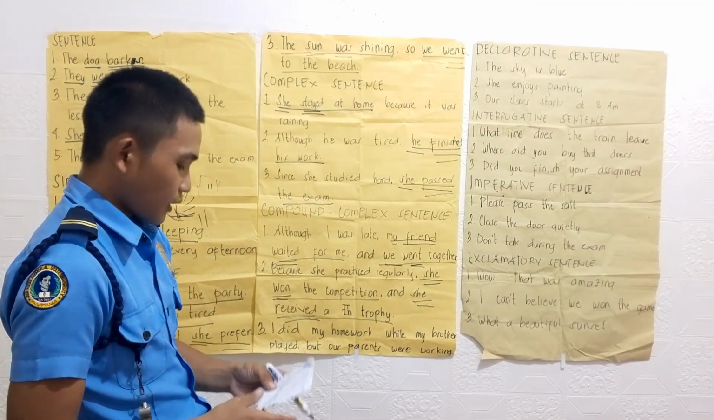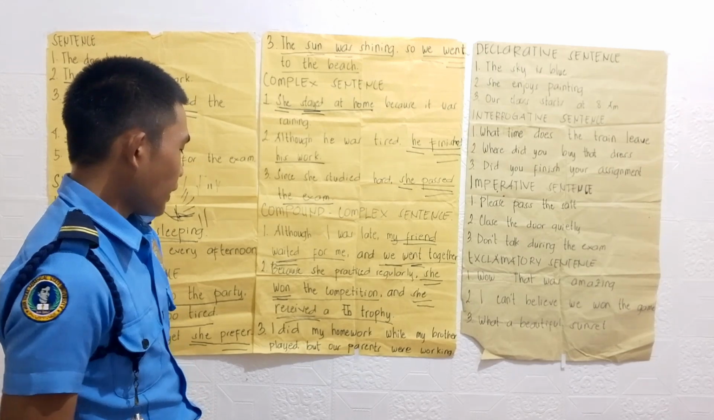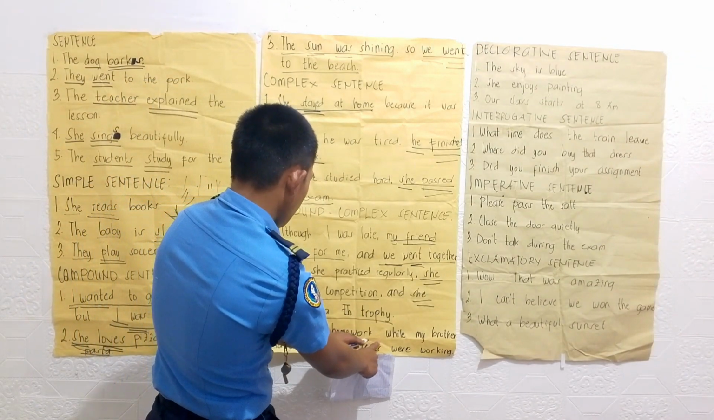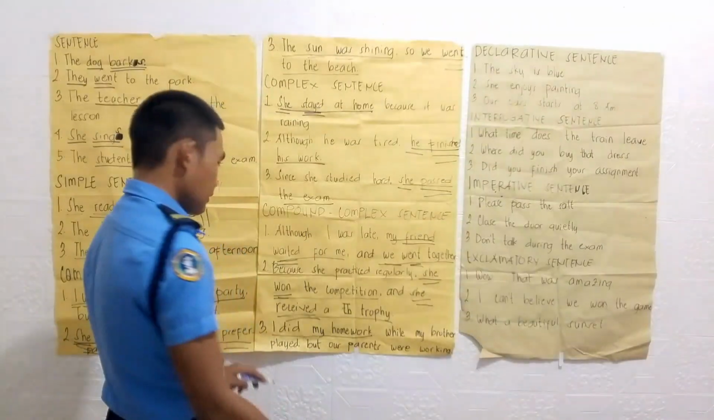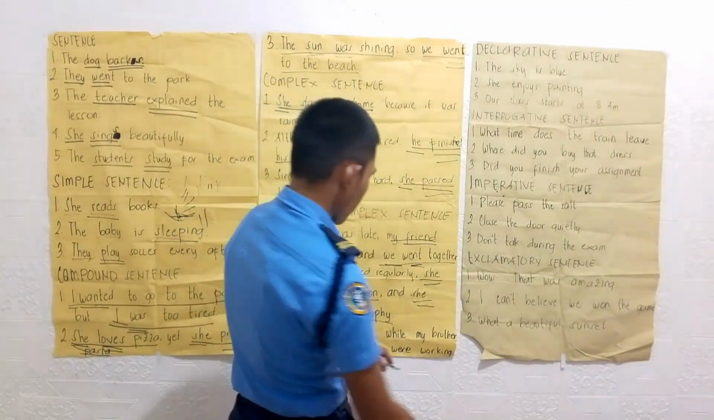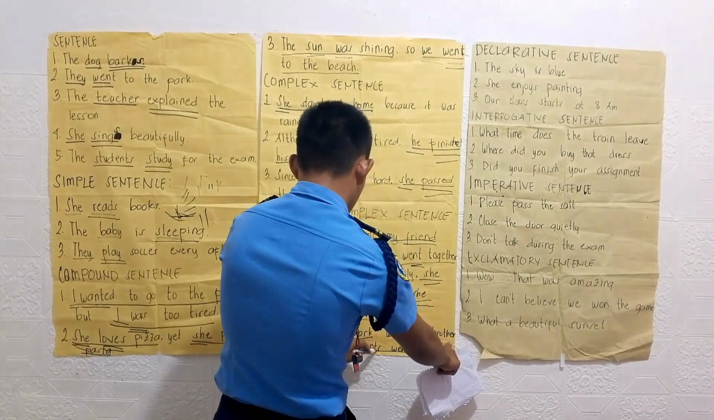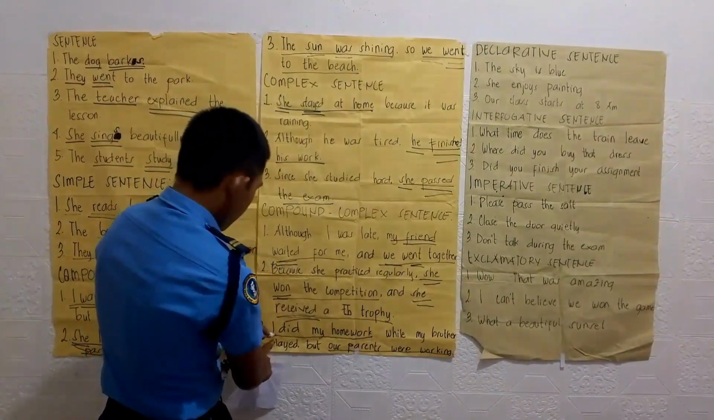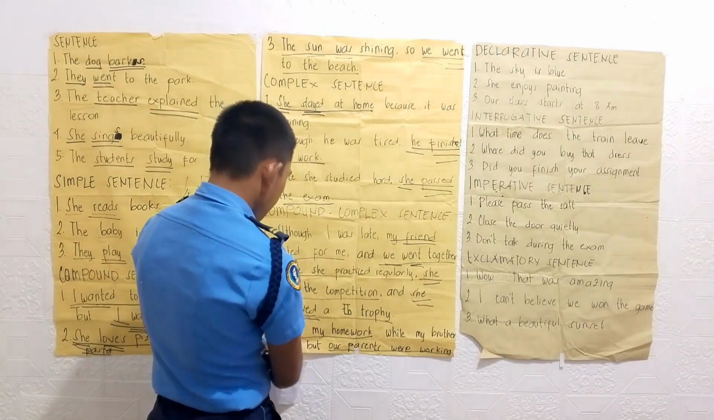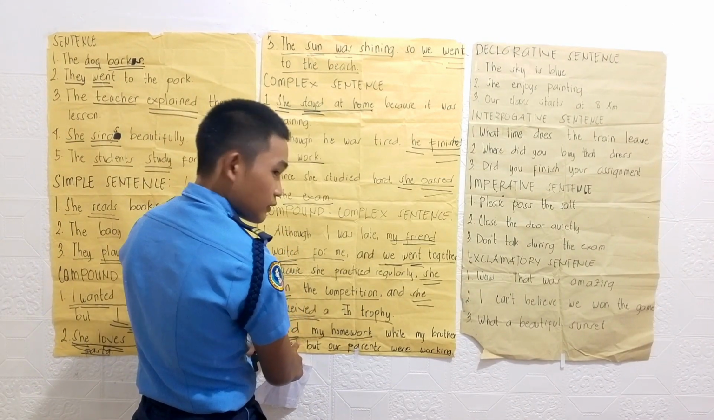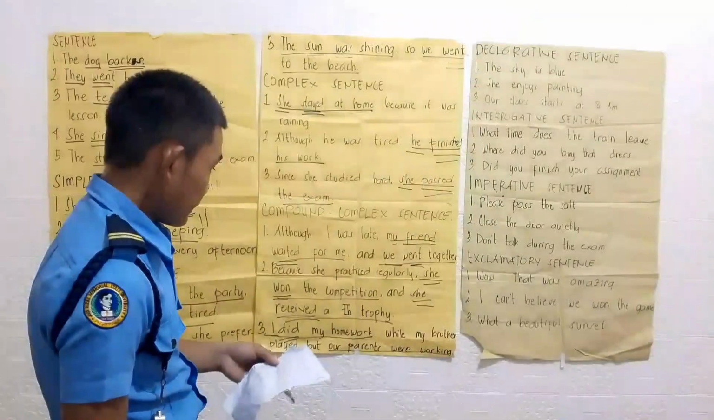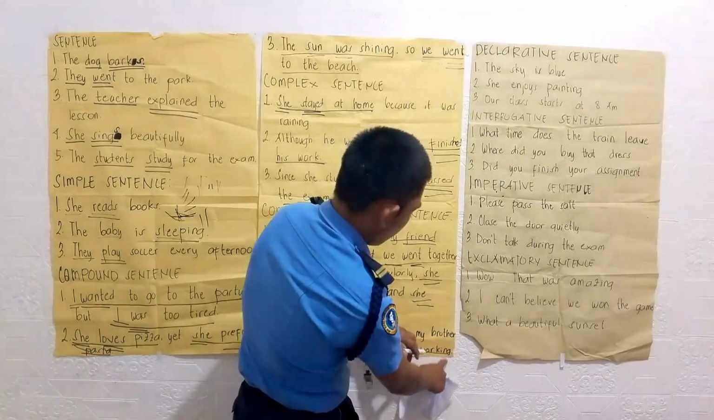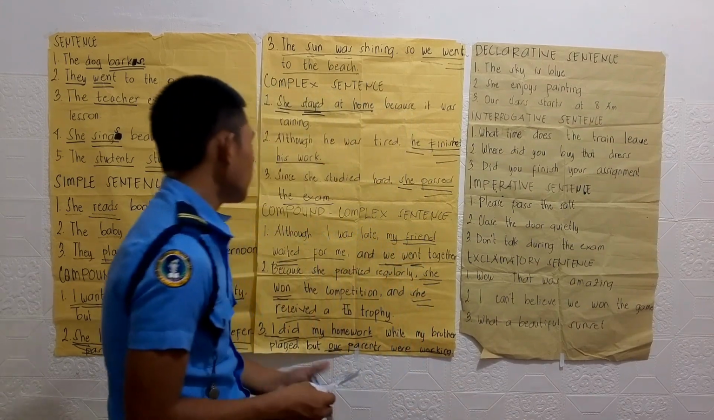Now next, number three. I did my homework while my brother played, but our parents were working. So, our first independent clause is I did my homework. Next, our parents were working. Now, our first subject is I, and our verb is did. The next subject is parents, and our next verb is working. So that's all for compound complex sentence, ma'am.